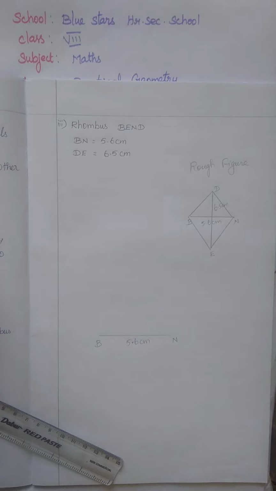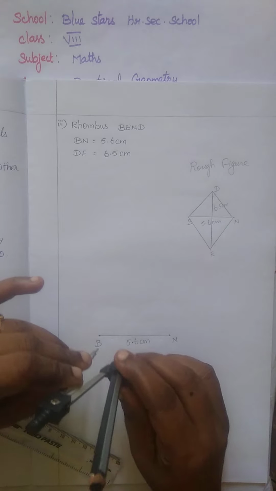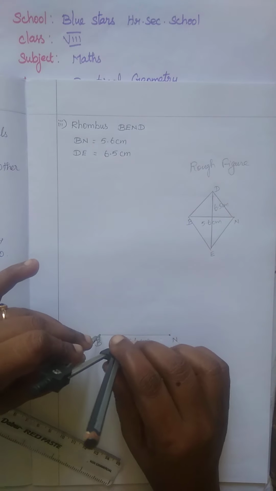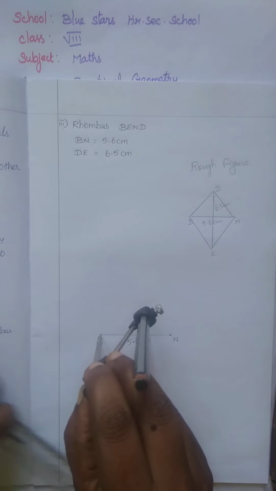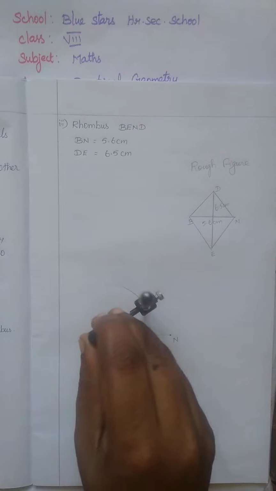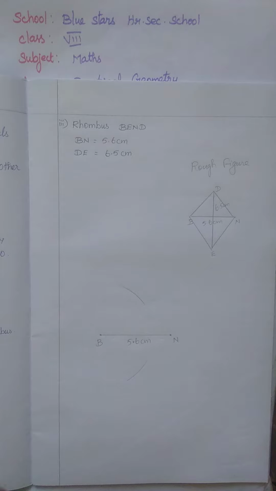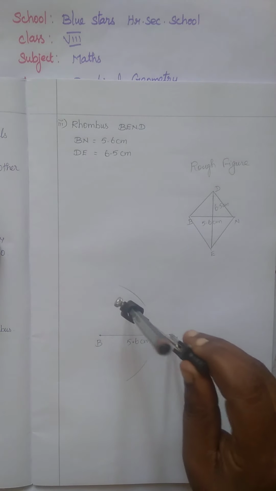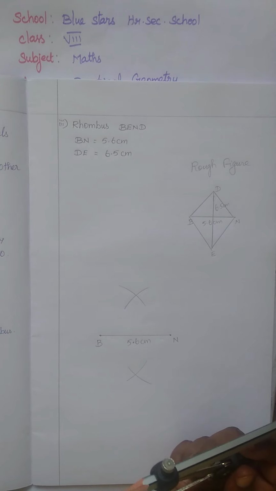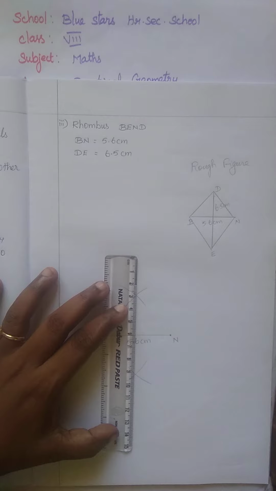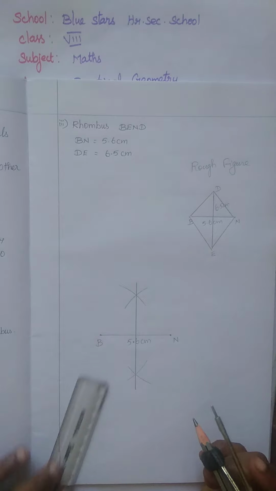How can we draw a perpendicular line? This is the point B, this is N. Keep your compass tip on the point B. Take more than half of the length and draw an arc. Down also we draw an arc. Now in the same length keep your compass tip on the point N. Cut another arc, here also cut another arc. Now we are going to join this. This line is called perpendicular bisector.